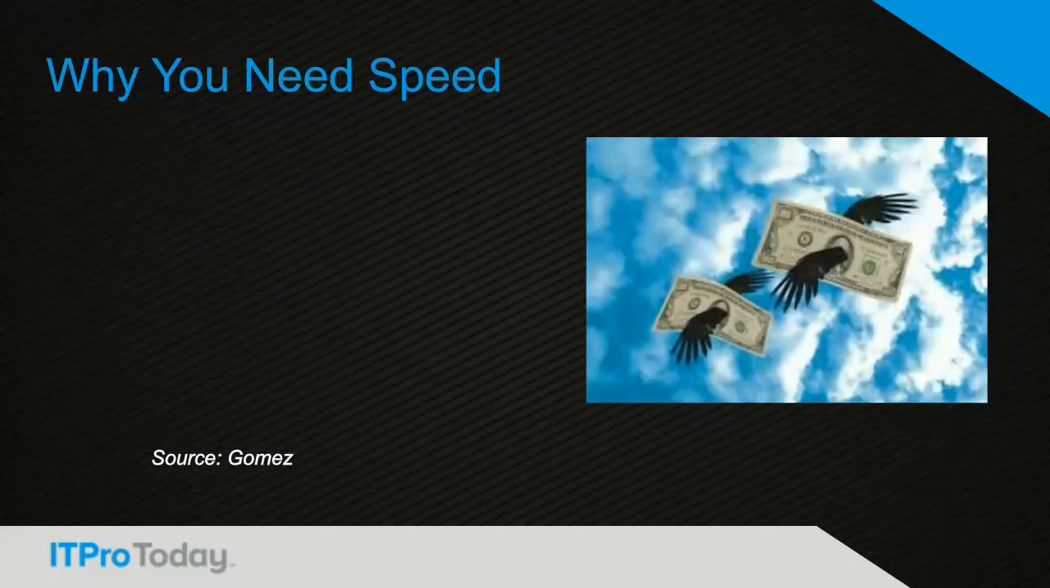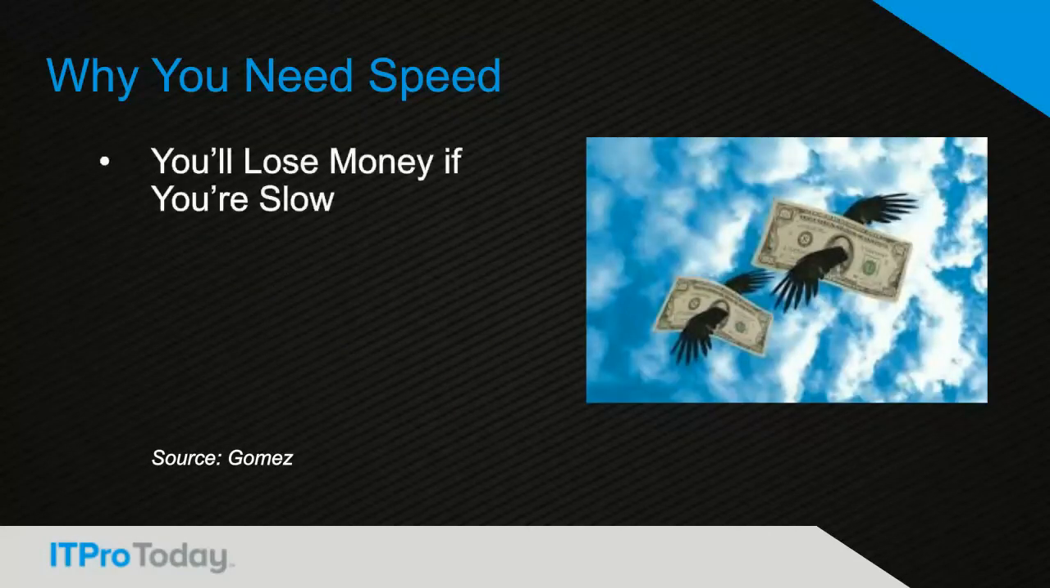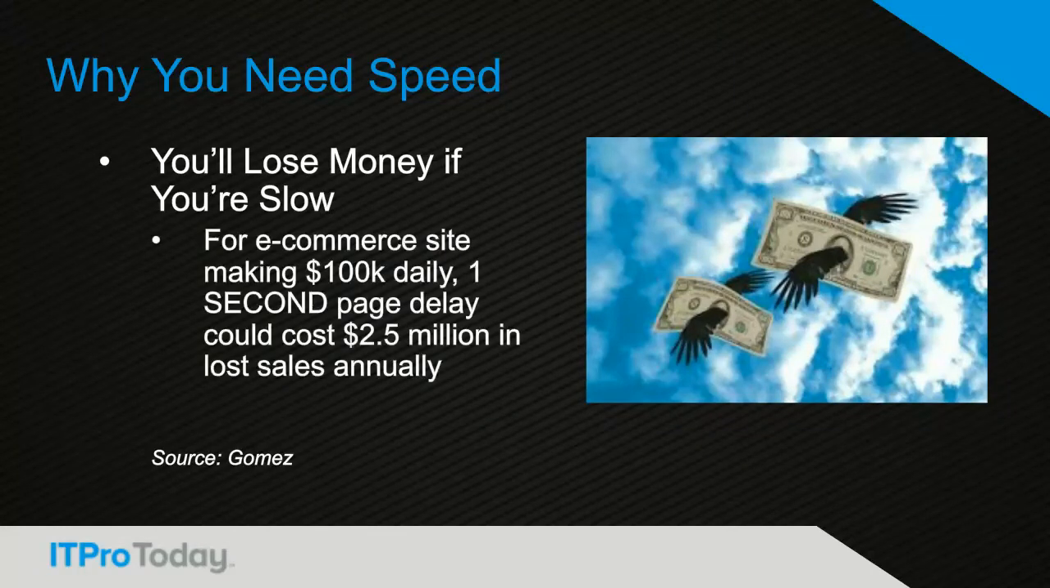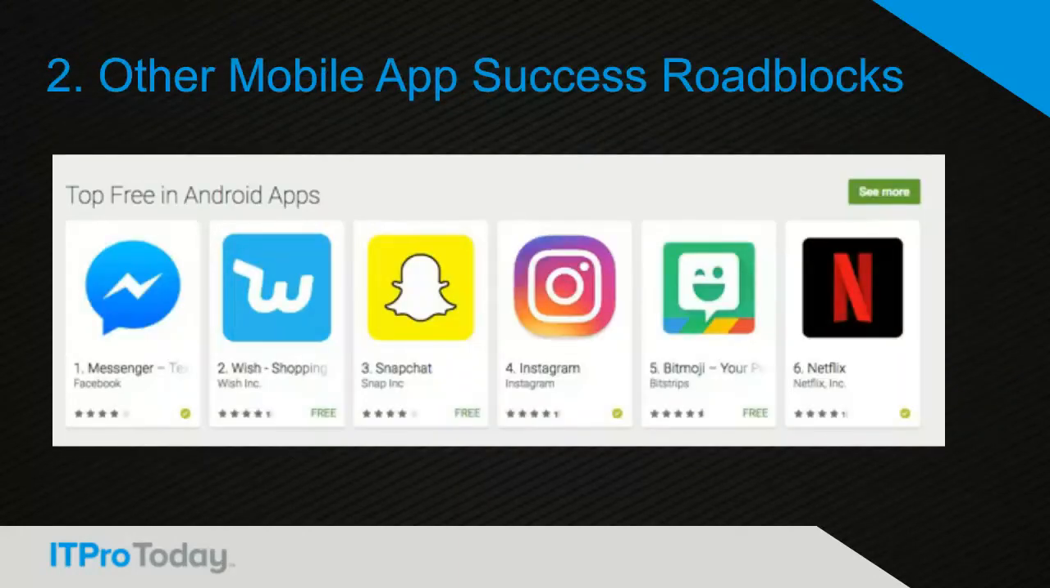So let's talk about money, because that's really important. For an e-commerce site that's making $100,000 daily, a 1-second page delay could cost $2.5 million in lost sales annually. It's a huge amount of money. So let's talk about some other roadblocks to the success of a mobile app.